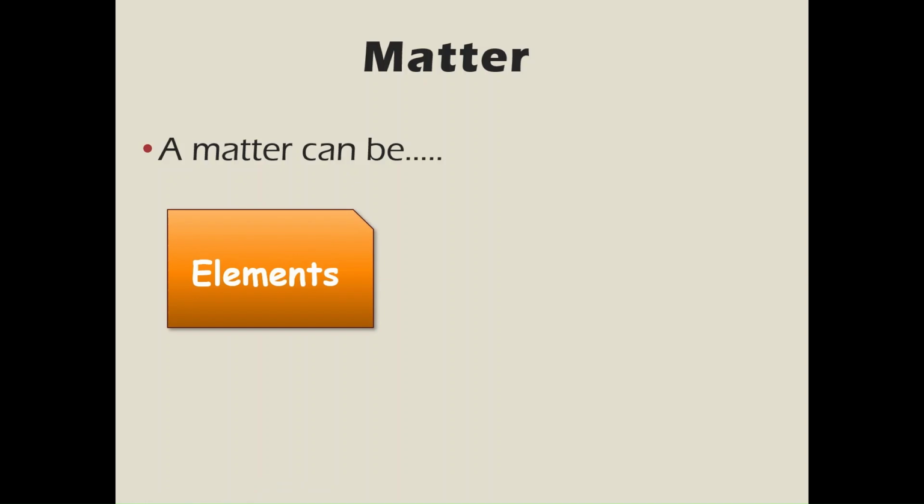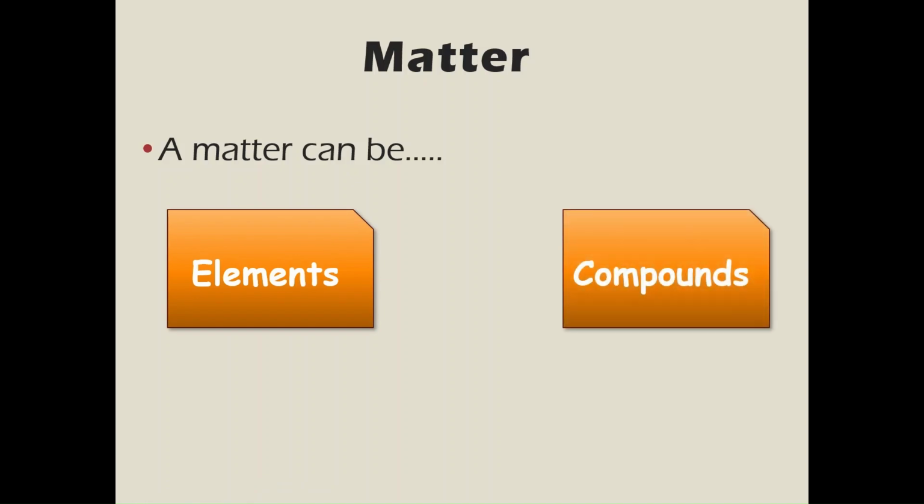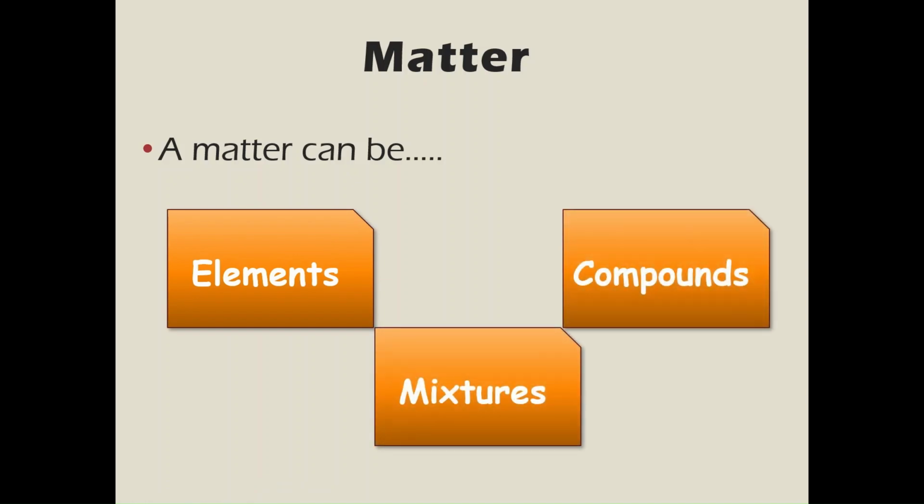So, what is matter? The matter can be elements, compounds, or mixtures. What is the difference between elements, mixtures, and compounds? An element is the simplest form of matter, which is composed of one type of atom, and these elements you can see in the periodic table. We'll talk about it later.